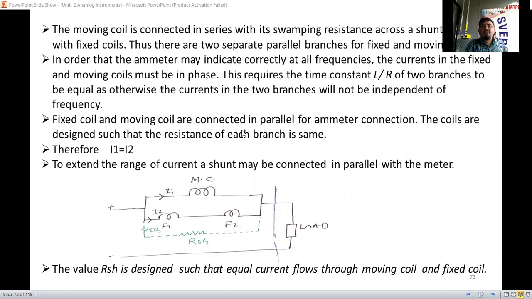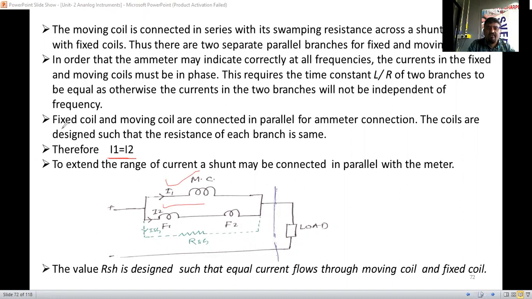So the fixed coil and moving coil are connected in parallel for the ammeter connection, and the coils are designed such that the resistance of each branch is the same. If the L/R ratio is the same and the resistance is the same, then the current flowing through the moving coil, I1, and the current through the fixed coil, I2, will be the same. The current flowing through the moving coil is equal to the current through the fixed coil.